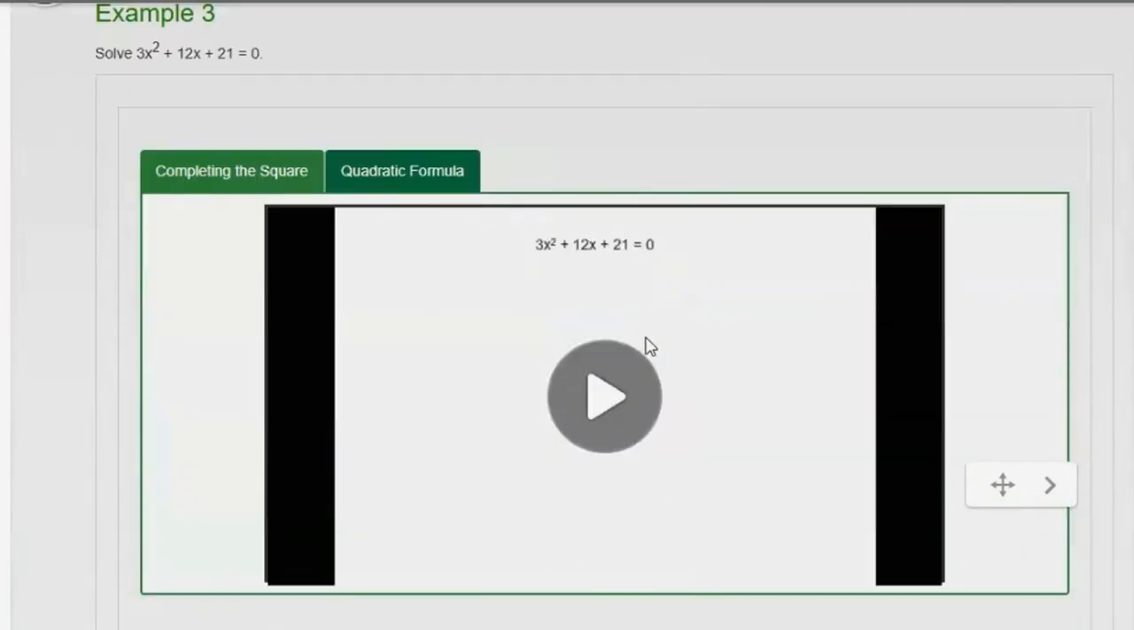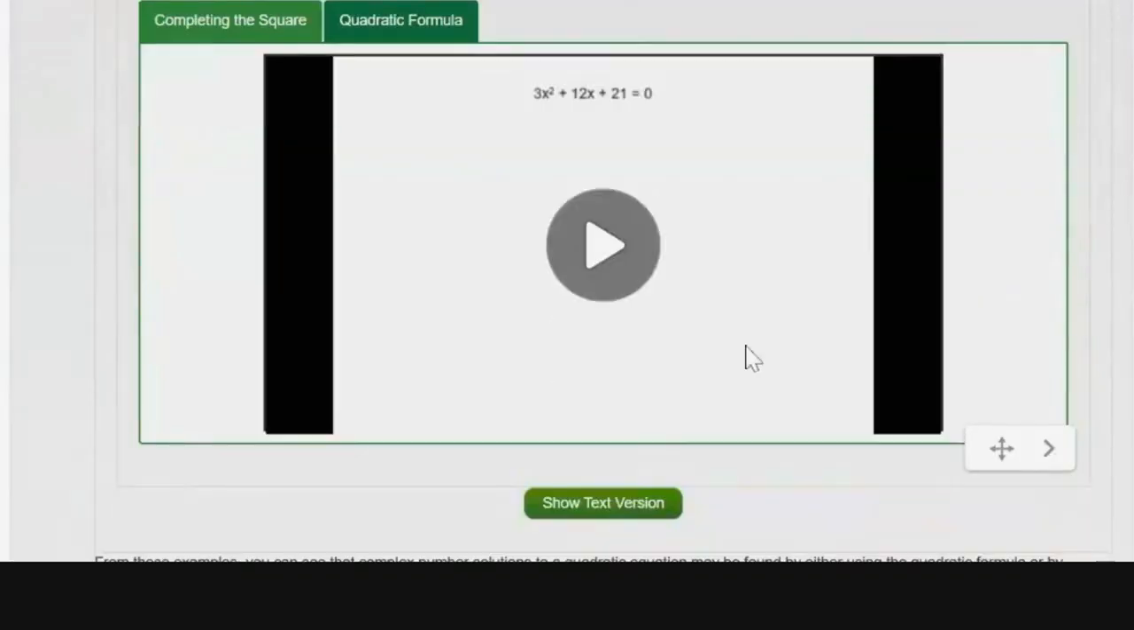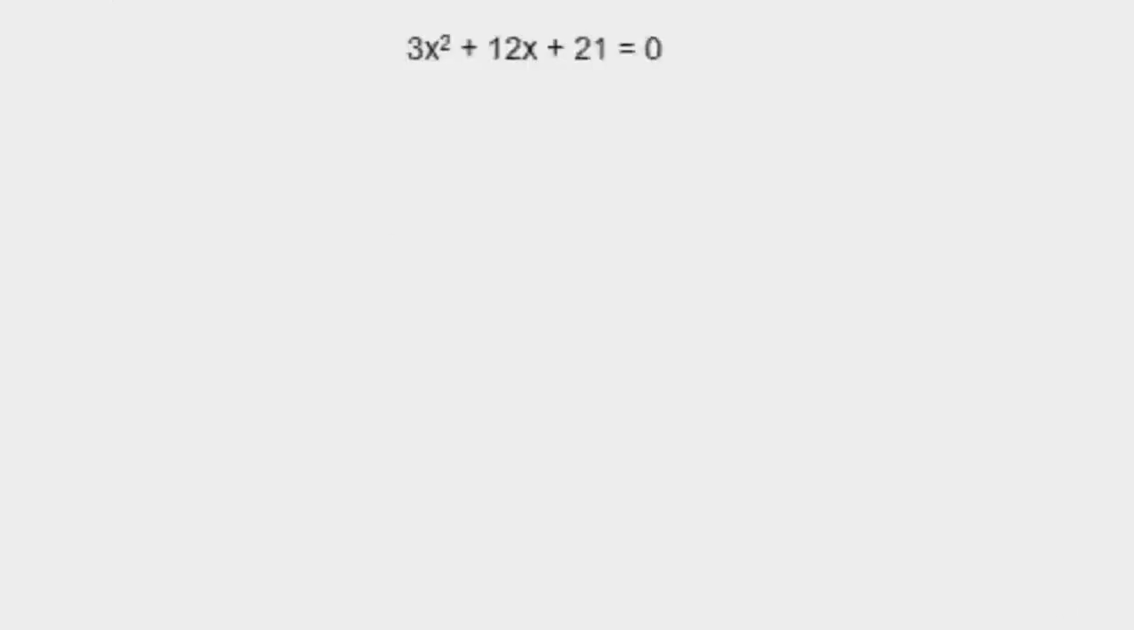All right, let's look at their example here, completing the square and quadratic formula. We'll see which one takes longer and figure out which one you would prefer to do. Because if you've got a preference of one or the other, they both work. That's the nice thing. Okay, first is completing the square. Let's start by completing the square.